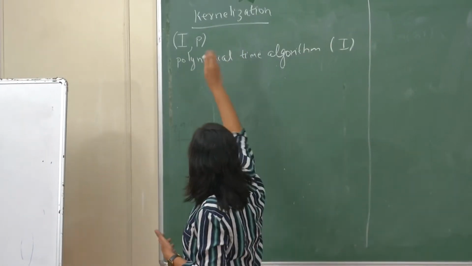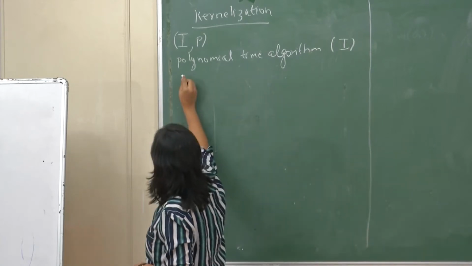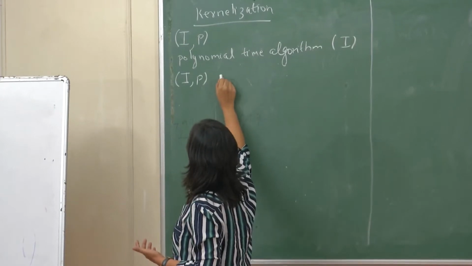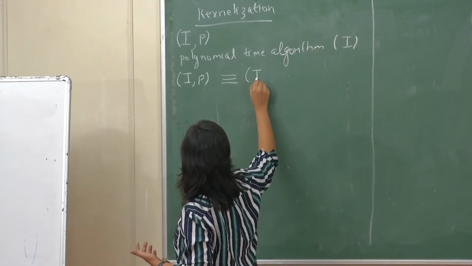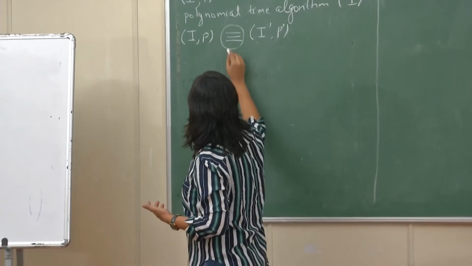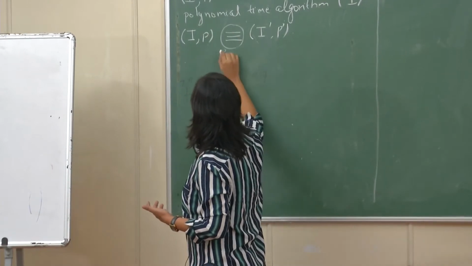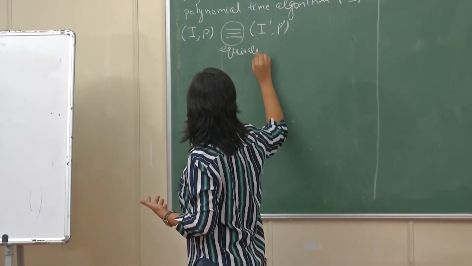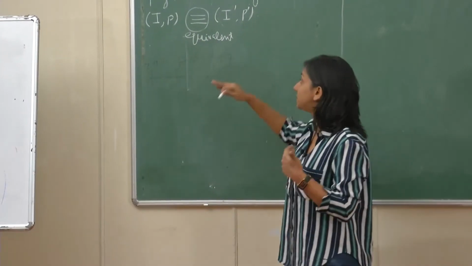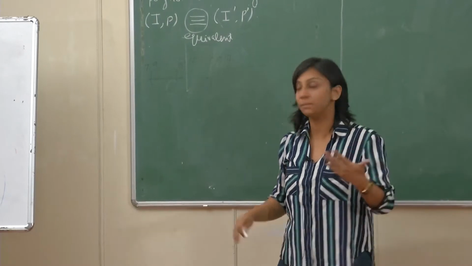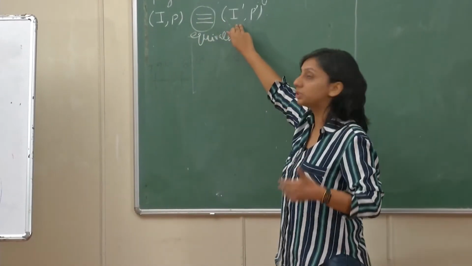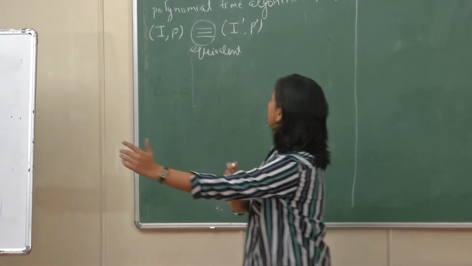Okay. So a kernelization algorithm is a polynomial time algorithm that takes as input this instance I, p of a problem and returns an equivalent instance of the same problem, let's say I prime, p prime. So what does it mean to say that these instances are equivalent? So first of all, when I say these instances are equivalent, these should be instances of the same problem. By which I mean, if you are trying to solve vertex cover on instance I, here also you're trying to solve vertex cover on instance I prime. Okay.